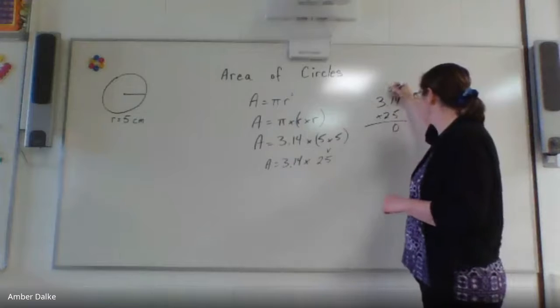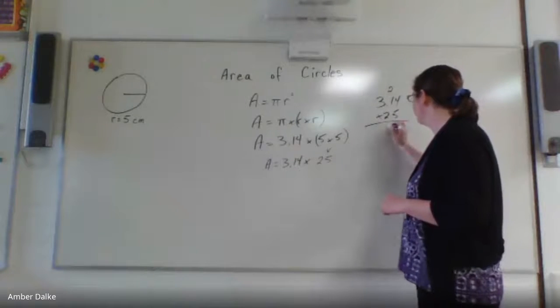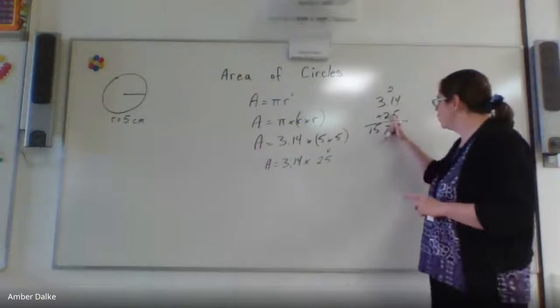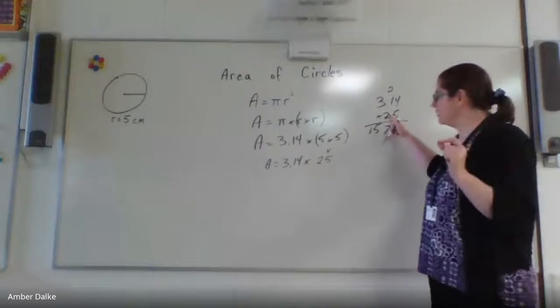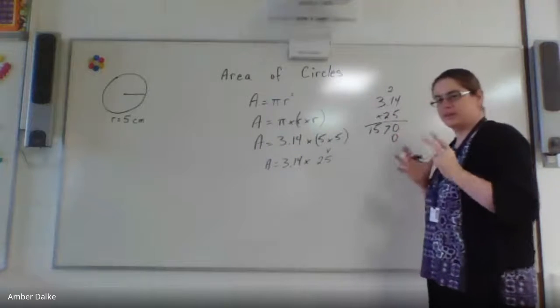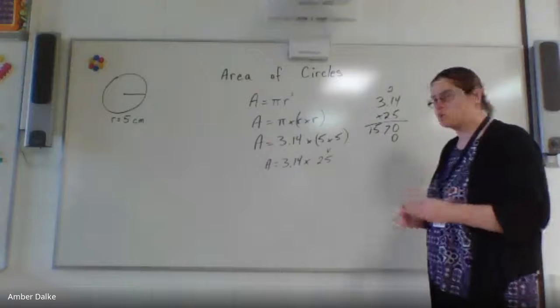4 times 5 is 20, carry the 2. 5 times 1 is 5, plus 2 is 7. 5 times 3 is 15. Now remember, we're moving over one place. So this means that the next row is going to be 10 times bigger than this one was. So that's why we add this 0 down here to shift the place value over 1.